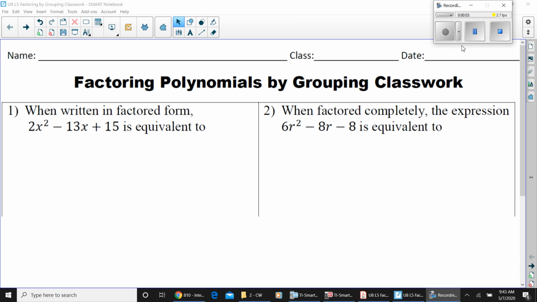This is the classwork for factoring polynomials by grouping. So number one, written in factored form, 2x squared minus 13x plus 15 is equivalent to. Remember, the key is that you're looking at every term and there is no greatest common factor. And when there is no greatest common factor, what you do is you multiply a times c.